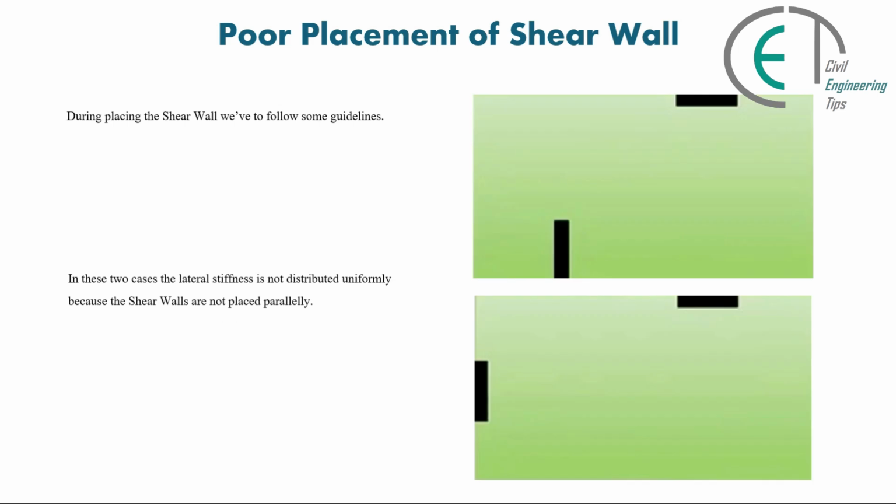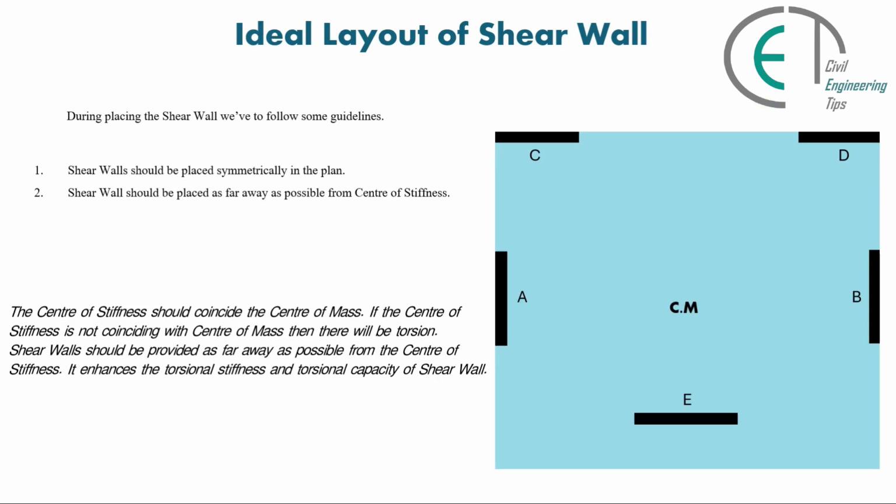In these 2 cases, the lateral stiffness is not distributed uniformly because the shear walls are not placed parallelly. Now let's discuss the ideal layout of shear wall, and it is the main solution to your problems. You have to remember 2 points in your mind when you are going to place the shear wall in the building. The first point is shear wall should be placed symmetrically in the plan, and the second point is shear wall should be placed as far away as possible from center of stiffness.